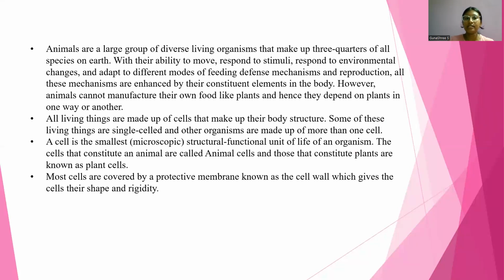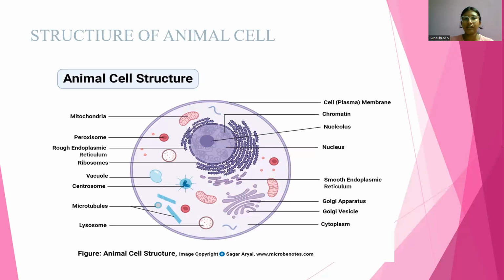All living things are basically made up of cells that make up their body structure. Some of these living things are single celled, and other organisms are made up of more than one cell. Mostly, cells are covered by a protective membrane, which is known as the cell wall, which gives cells their shape and rigidity. Moving on to the structure of the animal cell.